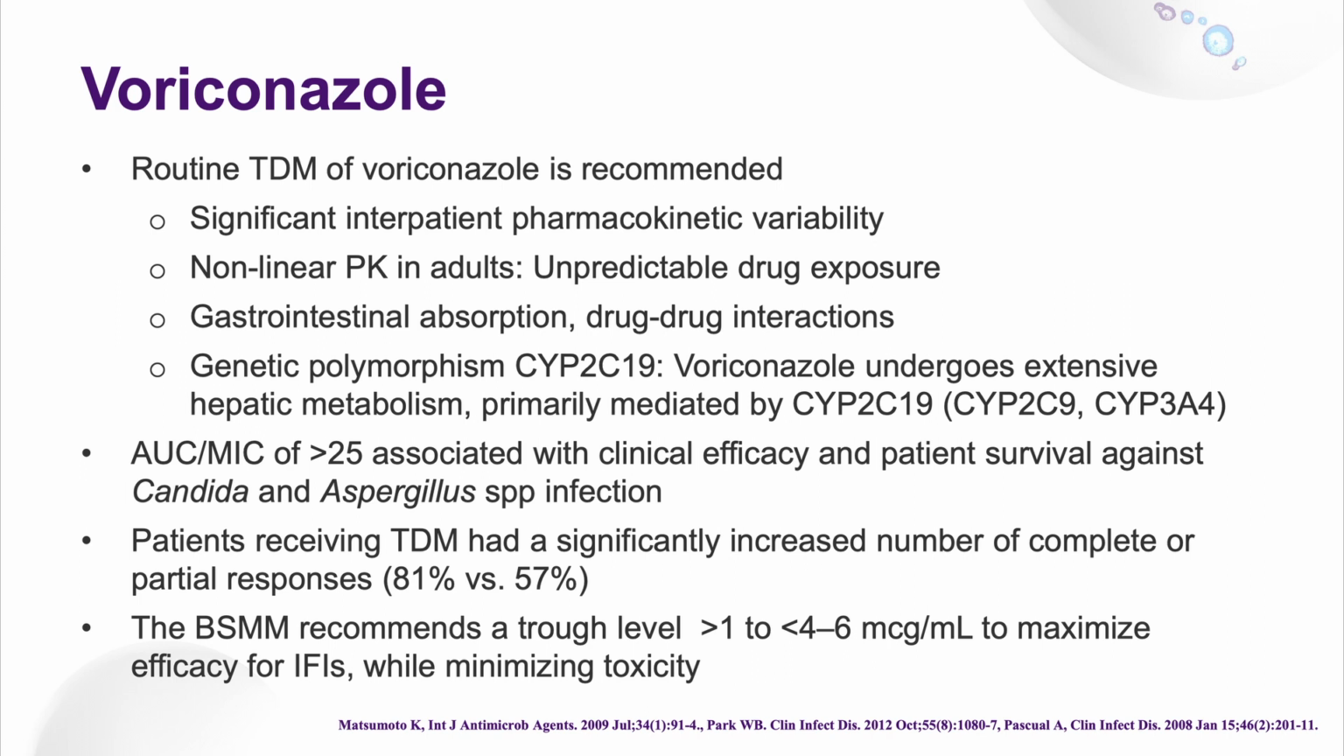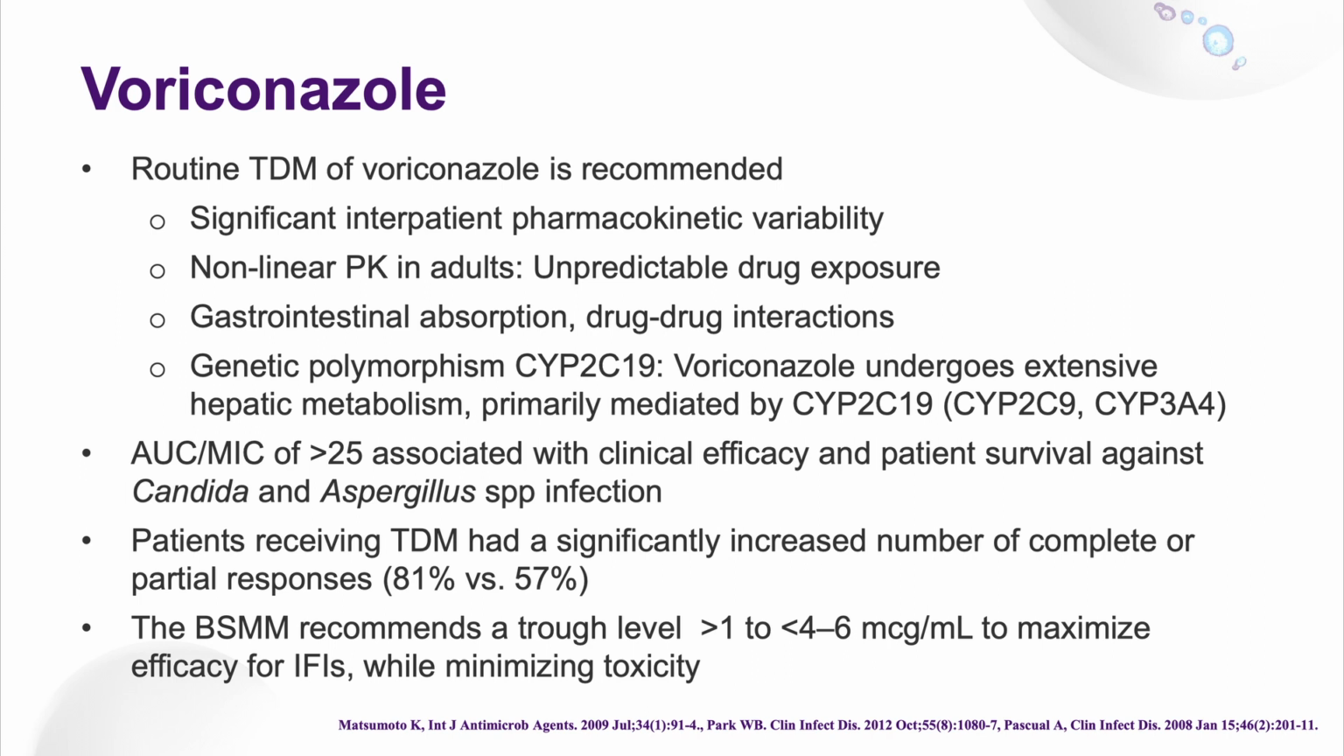There are various studies which showed that patients who underwent therapeutic drug monitoring of voriconazole have a very high chance of complete or partial response compared to patients who did not receive TDM. This is 81% versus 57%. The British Society recommends a trough level of more than 1 and less than 4 to 6 micrograms per mL to maximize the antifungal activity of voriconazole.